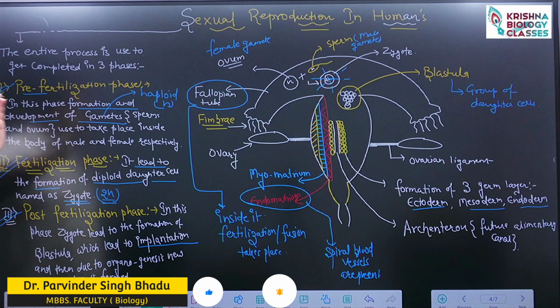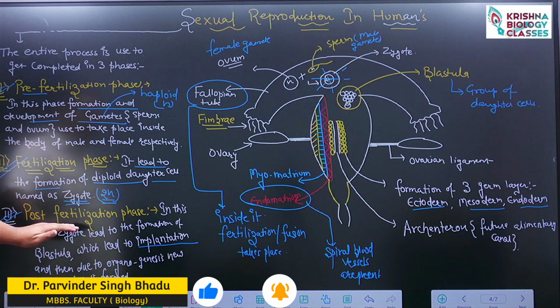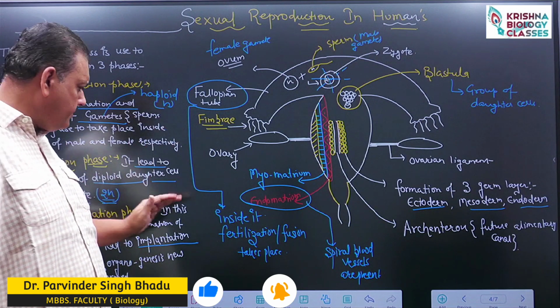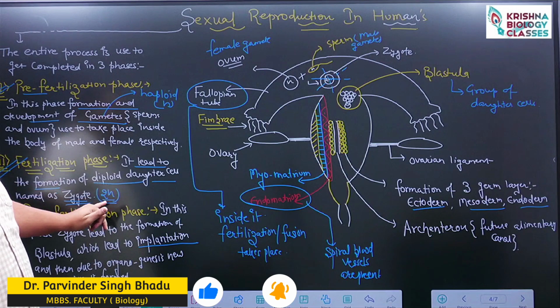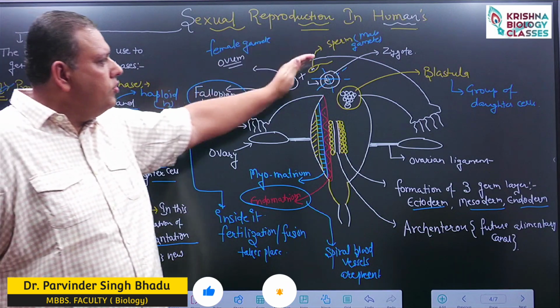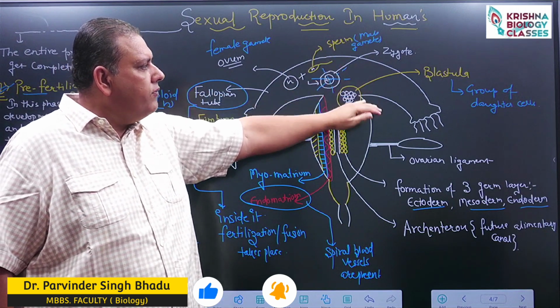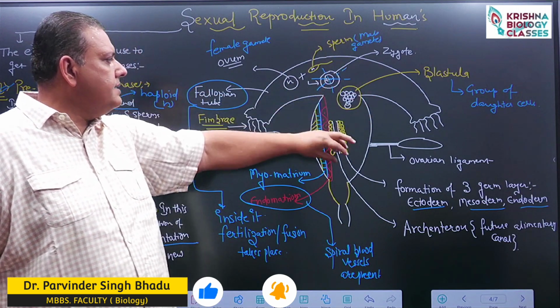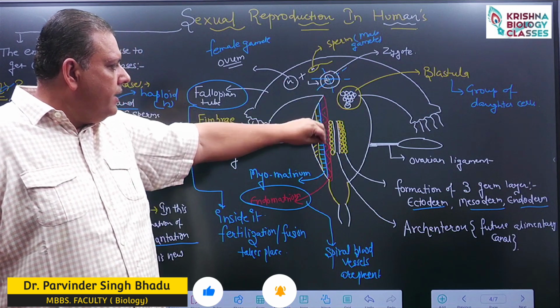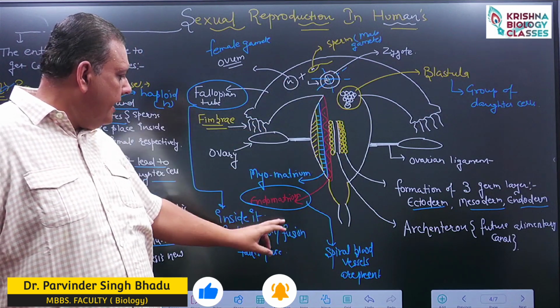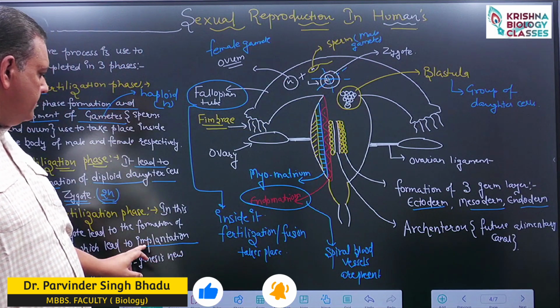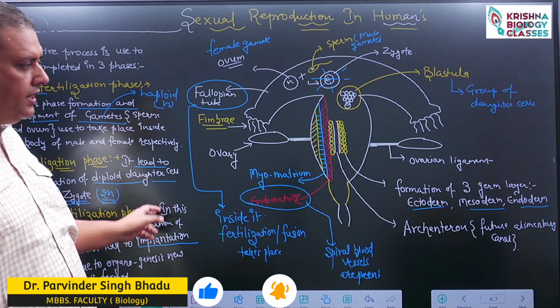Then fusion of gametes will take place, and after fusion, a new daughter cell, the zygote, is formed. This zygote undergoes divisions, which lead to the formation of a group of daughter cells. These cells will come inside the uterine cavity and get attached to the endometrium wall. This process is known as implantation.